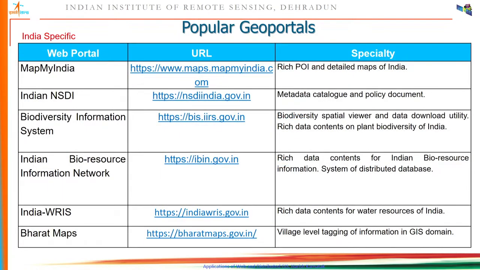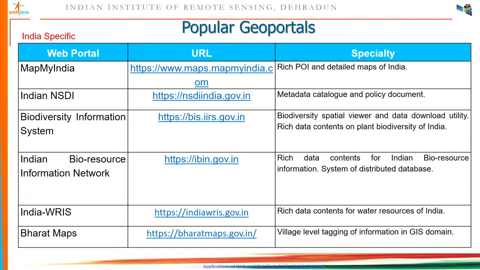MapmyIndia is another website, a commercial company from India. They provide rich points of interest and detailed maps of India in the form of vector data, and they also offer APIs. They call them the MapmyIndia APIs, so that you can directly integrate their spatial data into your own application. Some part of these maps is open and freely available to users, but some part is also available as a commercial product, so you can buy their APIs and data products for your own applications.